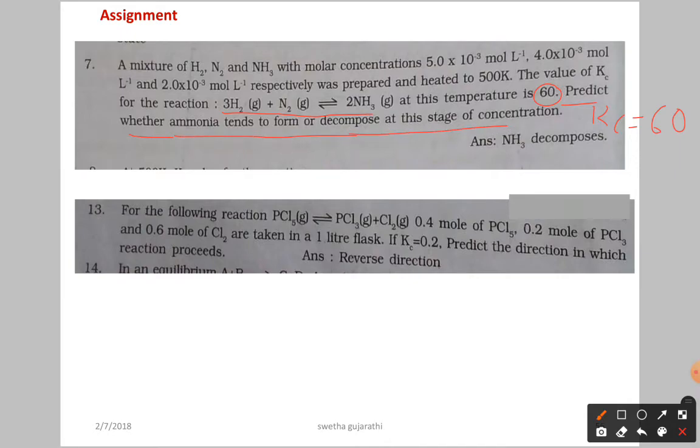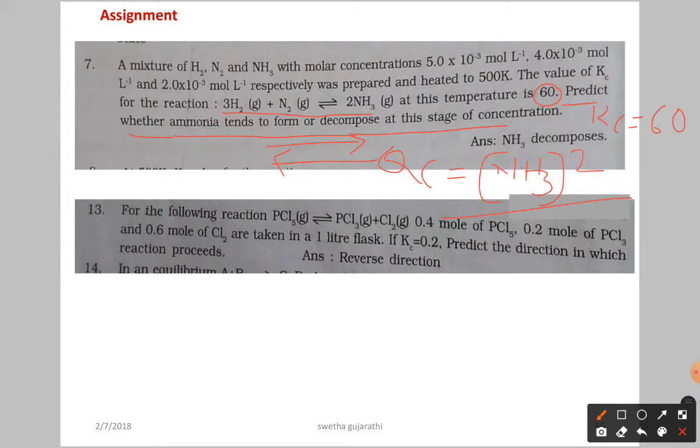Again you have to tell whether the direction is going for the forward reaction or a backward reaction. So again for this you have to first calculate Q. Qc you have to calculate. So the Qc formula is as such. Directly here you have to write the expression, that is the ratio of product concentration to reactant concentration.